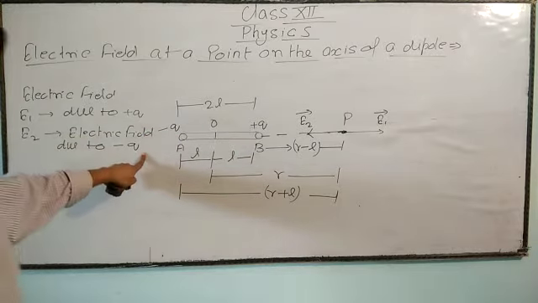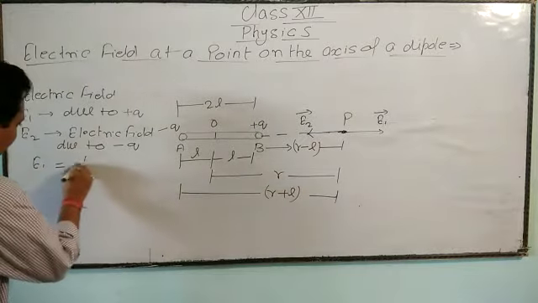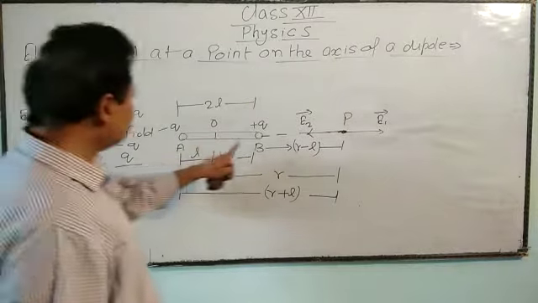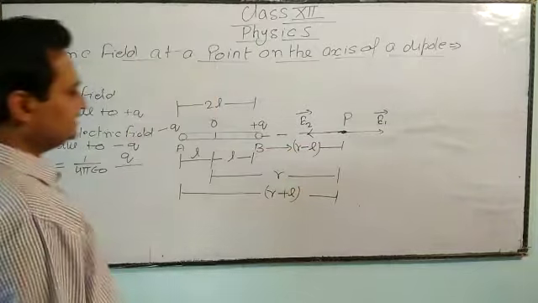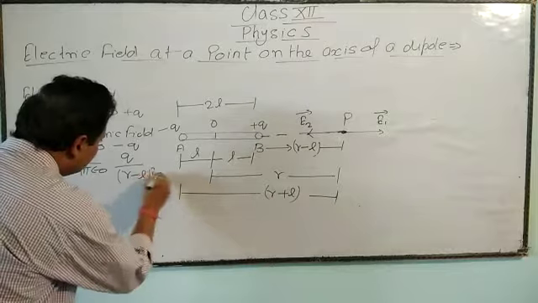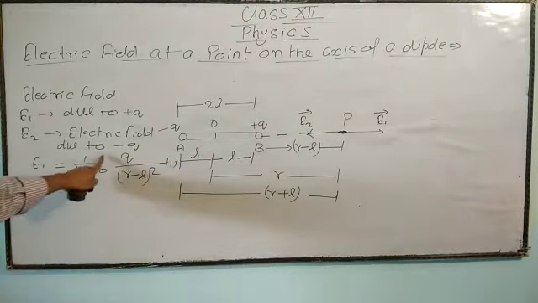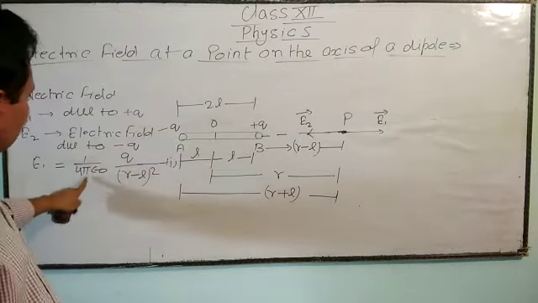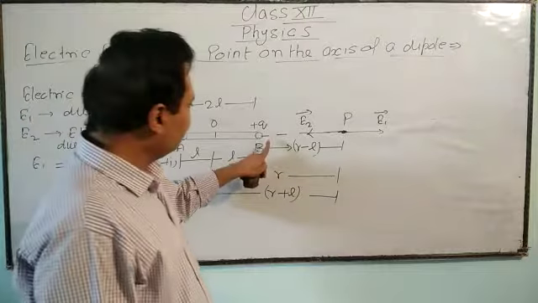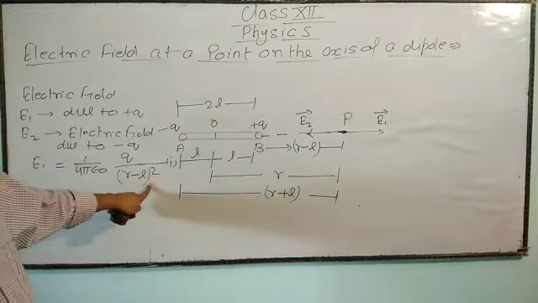To find the value of E1, we use the formula E1 is equal to 1 upon 4 pi epsilon naught, Q upon the distance between B and P squared. The distance between B and P is R minus L, so this is R minus L the whole square. This is equation number 1. We use the formula 1 upon 4 pi epsilon naught, Q upon distance square, where the distance is R minus L.